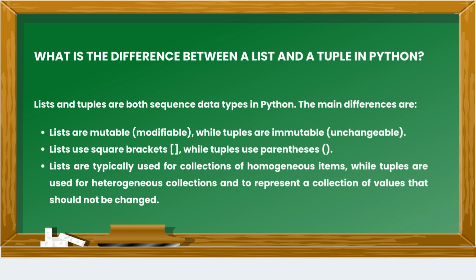Question 1. What is the difference between a list and a tuple in Python? Answer. Lists and tuples are both sequence data types in Python. The main differences are: lists are mutable, modifiable, while tuples are immutable, unchangeable. Lists use square brackets, while tuples use parentheses. Lists are typically used for collections of homogeneous items, while tuples are used for heterogeneous collections and to represent a collection of values that should not be changed.